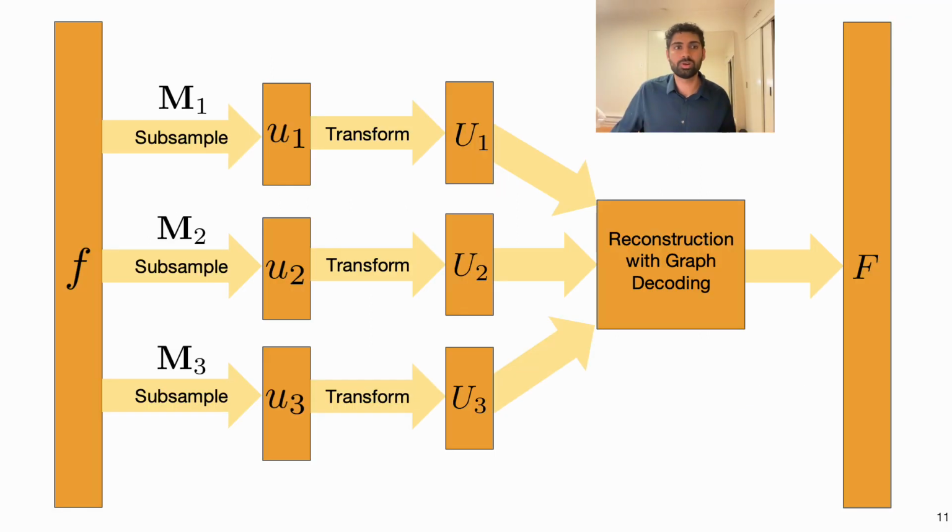This is a depiction of our overall architecture. We have some function f, and we're trying to take its Fourier transform. First thing we do is we consider a few different matrices M and subsample by looking at the range of each one. This gives us u1, u2, and u3. Then we take Fourier transforms of these smaller subsampled functions, which gives us transforms capital U1, U2, and U3. Ultimately, we combine these subsampled transforms using reconstruction techniques from graph decoding to determine the full transform of f.